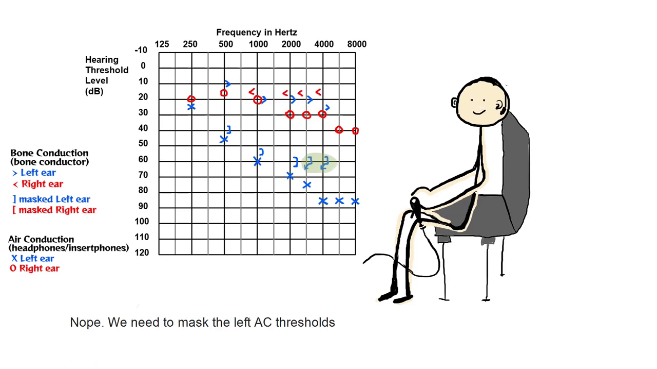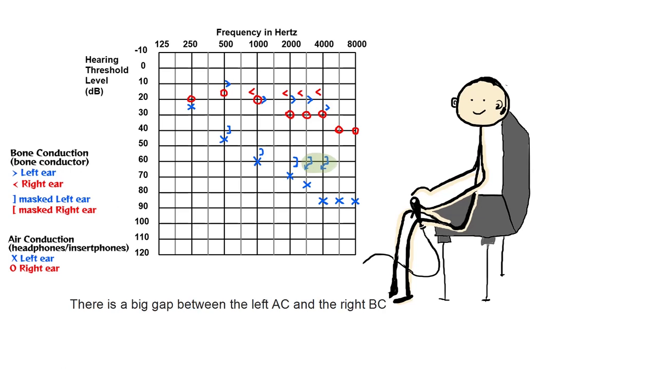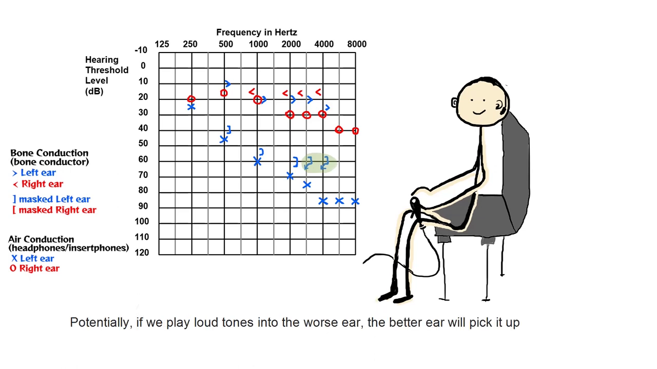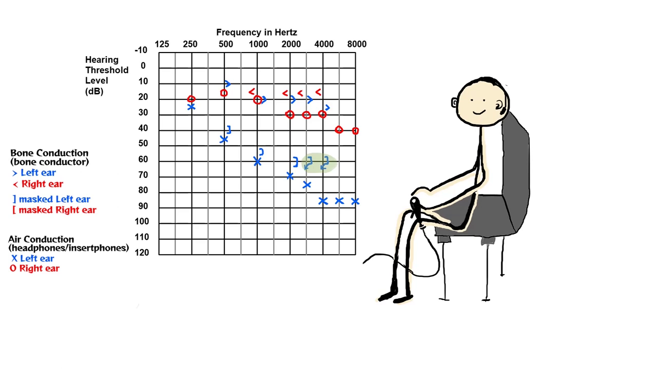No, we need to mask the left AC, or air conduction, thresholds. There is a big gap between the left AC and the right BC. Potentially, if we play loud tones into the worse ear, the better ear will pick it up. The left ear is the worst ear in this case. The loud tones coming into the left ear will be heard by the right ear, since it is so loud, even though the left cochlea may not be able to hear the tone. So again, we'll need to mask the better ear and hopefully obtain the true hearing of the worse ear. So it is basically the same reason as for BC masking.